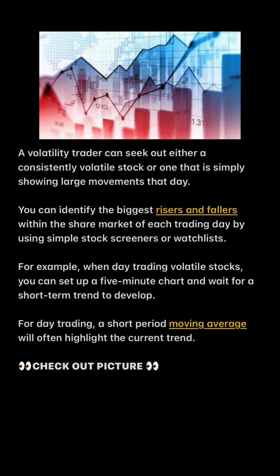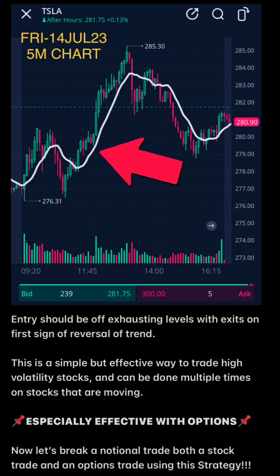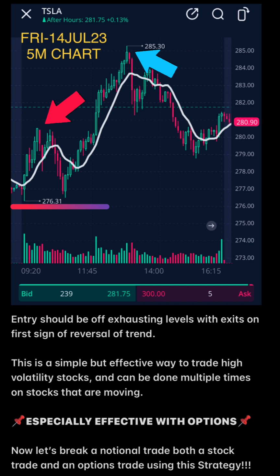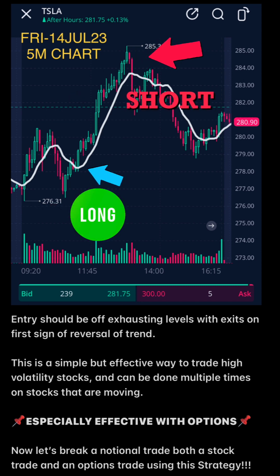And let's check out a picture of this so that you can see what I'm talking about. So here we have Tesla from Friday, right? And that white line is a short-term moving average right there. And you can see from here that entry should be off of exhausting levels with exits at the first sign of a reversal trend. Now, this is a simply effective way to trade high volatility stocks and can be done multiple times throughout the trading day. This is especially effective with trading options.